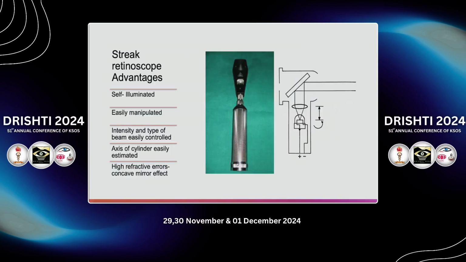So what are the advantages of the streak retinoscope? That is what we all use now. It is self-illuminated, it's easily manipulated. You can control the intensity and the type of the beam. The axis of the cylinder, you can easily estimate because you can tilt the retinoscope. For high refractive errors, we have a concave mirror effect. I'll speak to you about it.